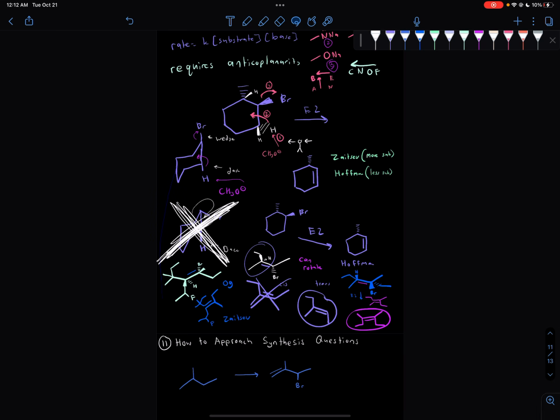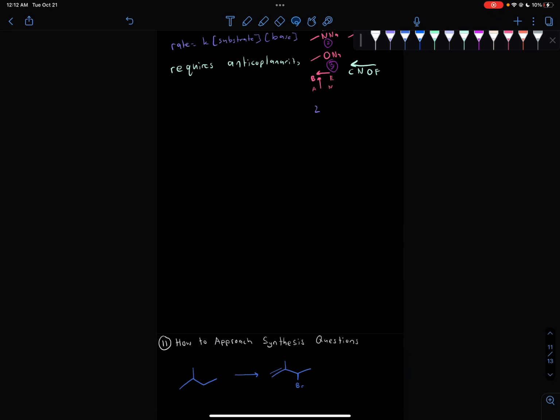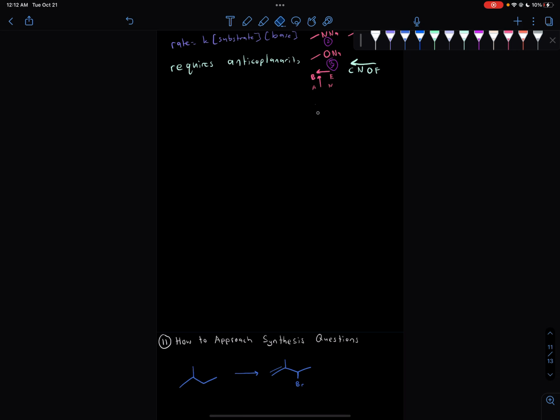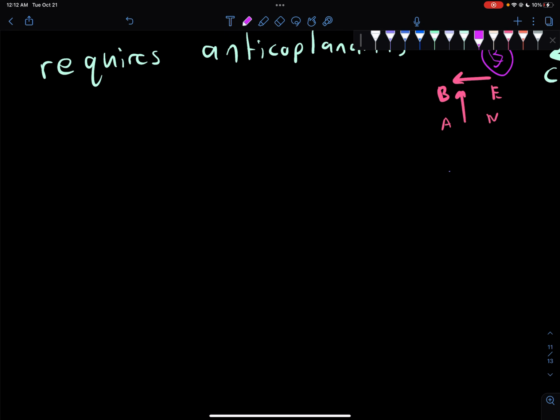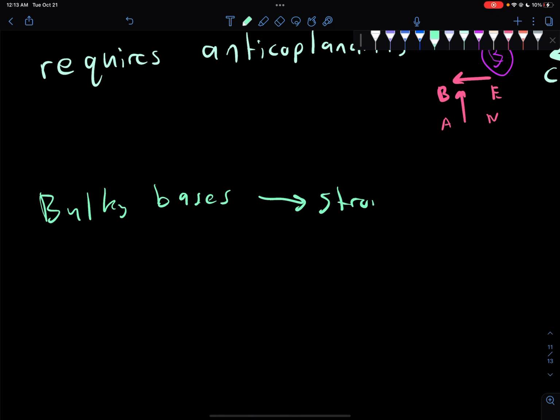Okay, by the way, guys, we're not done. We have one more thing to talk about. Let's erase all of this stuff. So we talked about Zaitsev-Hoffman. There is a situation where you're always going to be forced to give the Hoffman product. That's when you have bulky bases. Bulky bases, the ones they give you are strong. It's just they're bulky, right?